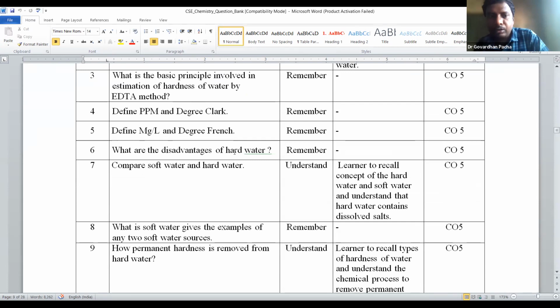And the third question: what is the basic principle involved in the estimation of hardness of water by the EDTA method? The EDTA method. Already we discussed this method. What is the principle, ma?